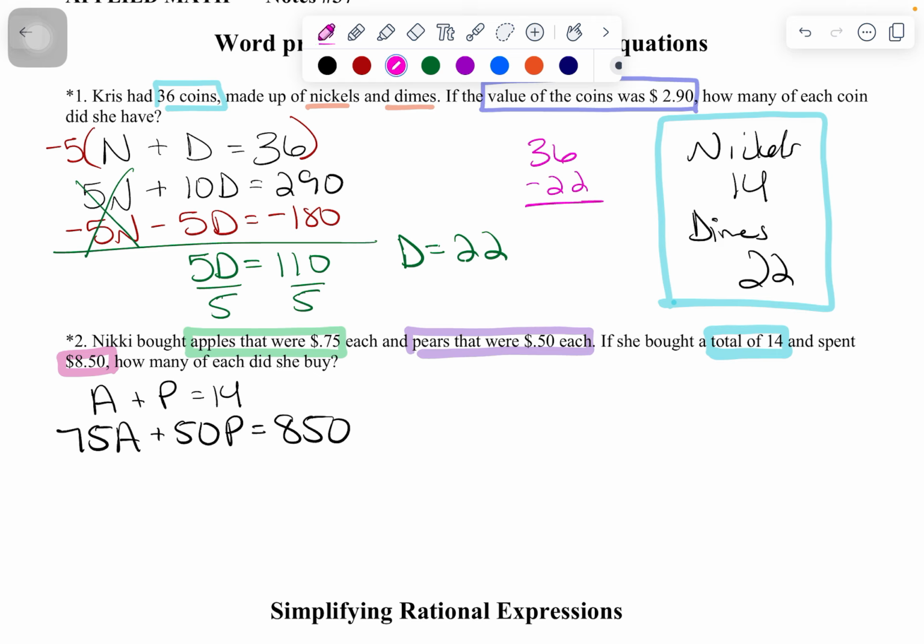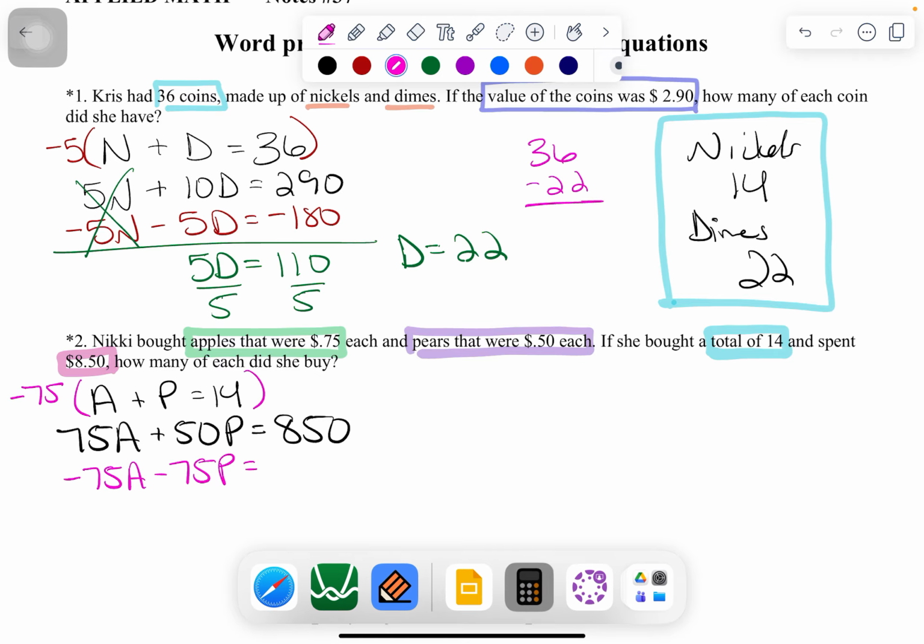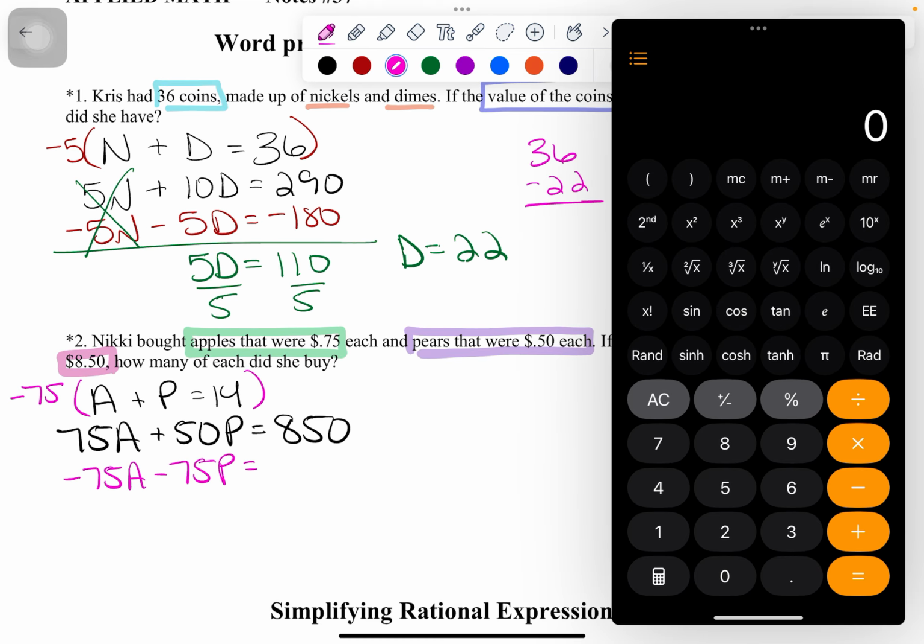All right, what do I want to eliminate? It does not matter. You can eliminate A for apples, you can eliminate P for pears. Let's say I want to eliminate the apples. So I'm going to do a negative 75 to do the opposite of the positive 75 here. So multiply that all across. Minus 75p. Yeah, 14 times 75 is absolutely not going to happen. Come on. There we go. Make the calculator pop back up. So 14 times negative 75 is negative 1,050. We're going to go ahead and combine these.